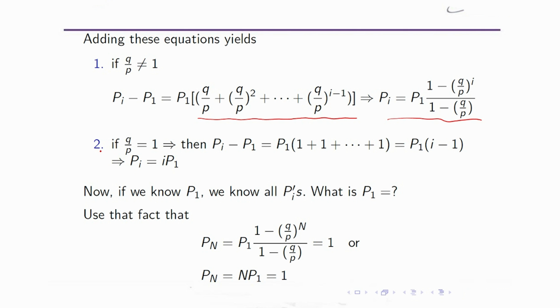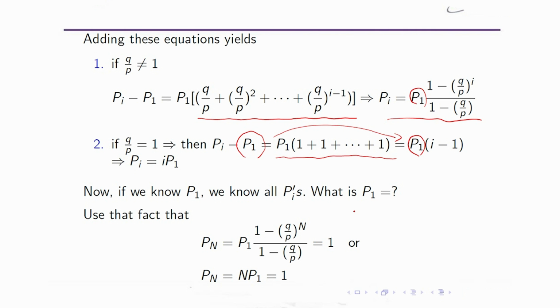And number two, the second case: if q over p is equal to 1, then Pi minus P1 is equal to P1 times (1 plus 1 plus 1 and so on), and that is P1 times (i minus 1). So if we move this P1 to the right-hand side, we have Pi is equal to i times P1. Now, if we know P1 here, then we can plug it in and we know Pi immediately.